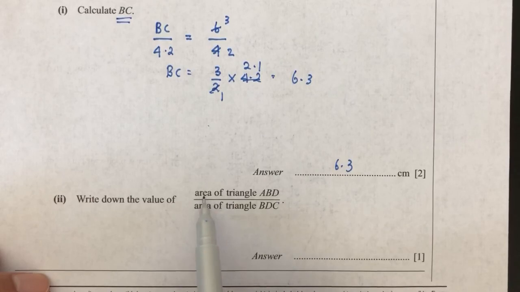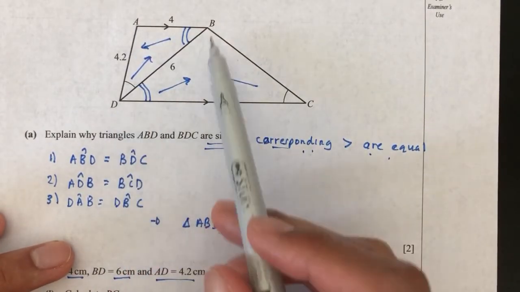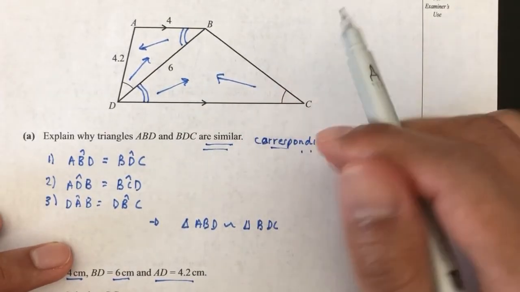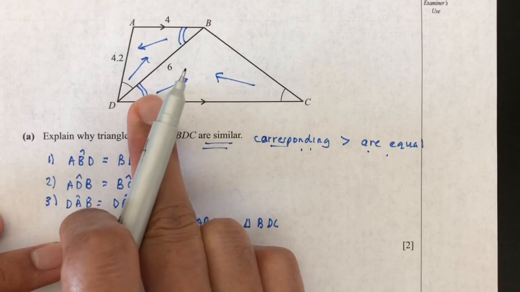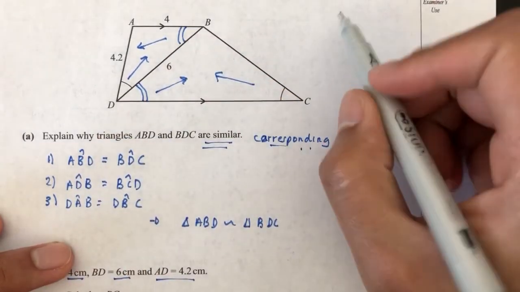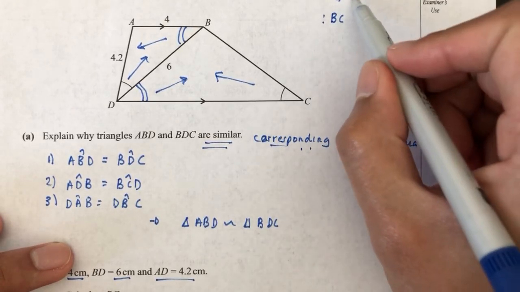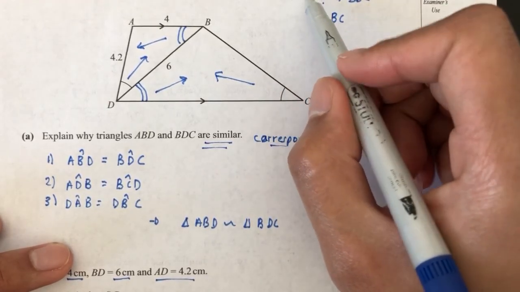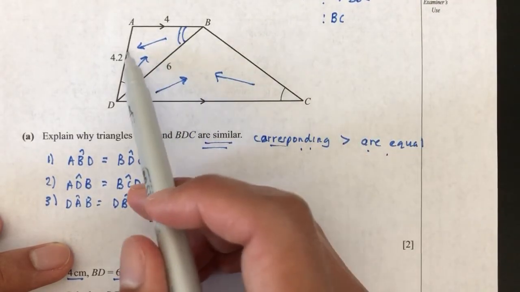Write down the ratio of the area of triangle ABD to the area of triangle BDC. So area of triangle ABD and then BDC. So we know that their sides are proportional to each other. So let's find a corresponding side. The side opposite the angle is BC for triangle BDC, and here we have triangle ABD. So what is the corresponding side for this one? Will be 4.2.